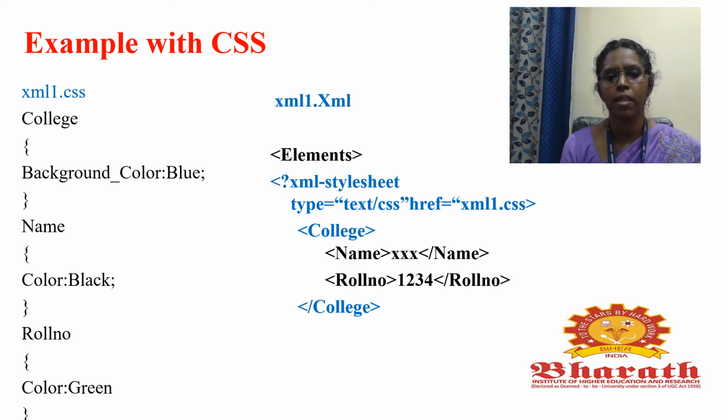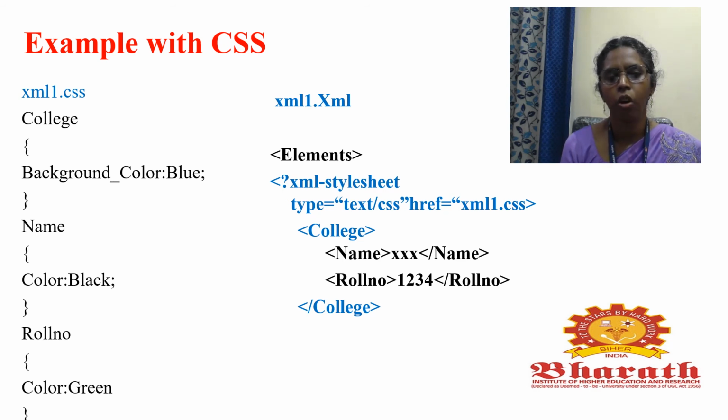So that CSS we are invoking within the XML. So what is that XML? Name of the XML? XML1 is the program of the XML. And here question mark xml-stylesheet, type is equal to double quotes text slash css, then href XML1.css. Here we are calling the tag college.